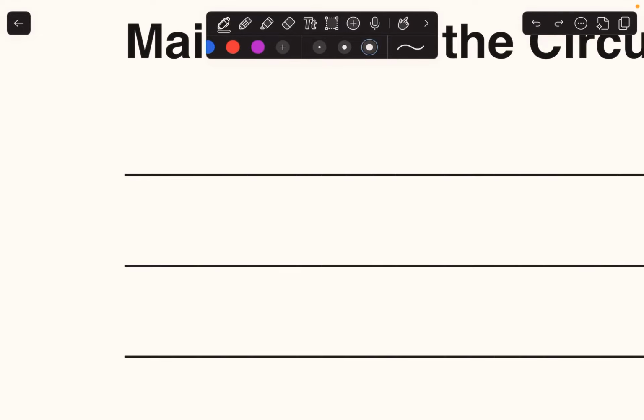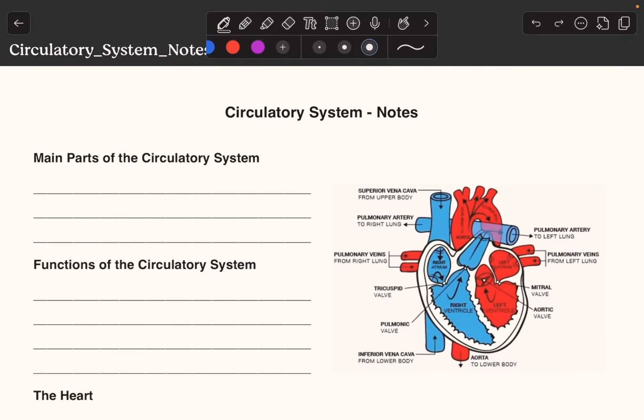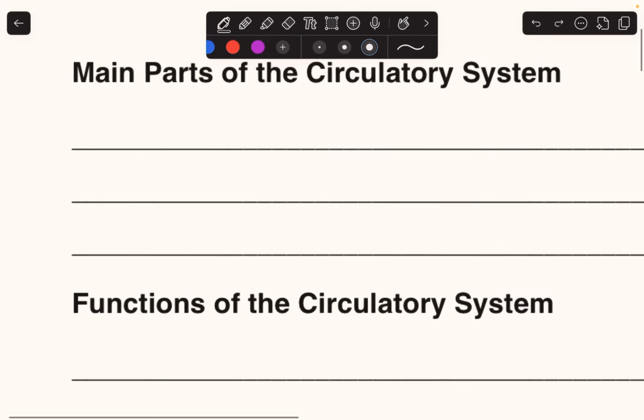Hello guys, I'm going to be talking about the circulatory system or the cardiovascular system today. First off, let's start with the three main parts of the circulatory system. So we'll start with the heart, which everyone knows is one of the most important organs in the human body.